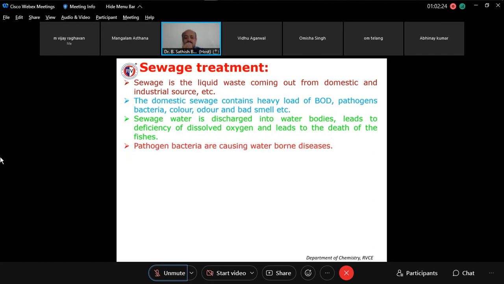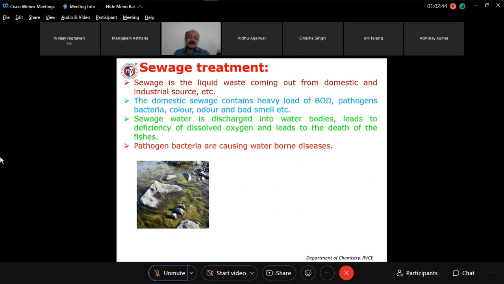And pathogenic bacteria are causing waterborne diseases. This you know already, like cholera, and other health hazards it will cause. So cholera is the main one. If you see this picture, this is the gray water, right? Gray or greenish water. It is the discharge of your household and industrial sewage to the water body.